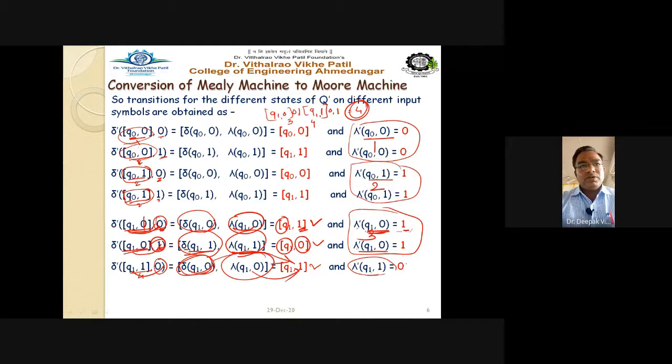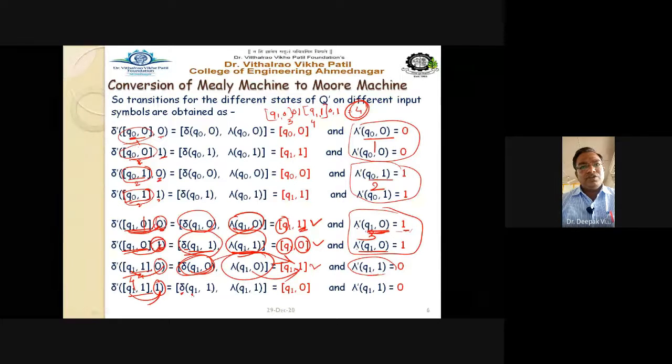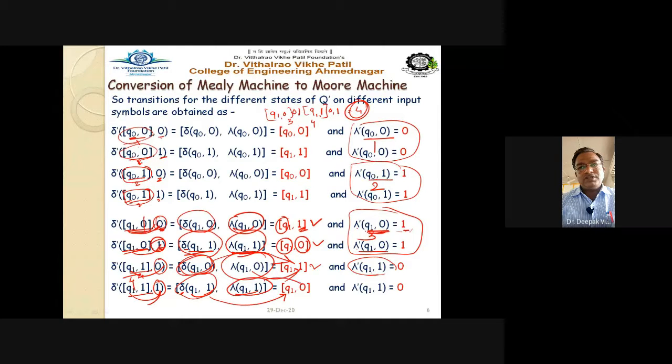And one more transition is remaining, that is Q1 on 1, and input is equal to 1. So this is the state number 4, and input is now 1. So Q1 on 1 we have to take here, delta Q1 on 1. The answer for this is nothing but Q1, and lambda Q1 on 1 answer is nothing but 0. So this is the last transition. And finally the lambda dash Q1 on 0 is equal to 0. And these two inputs are same. This is the state number 4.